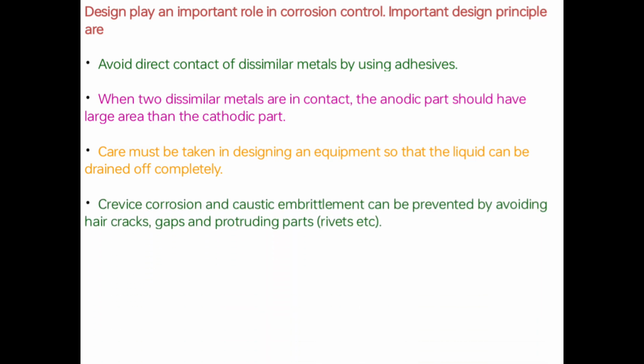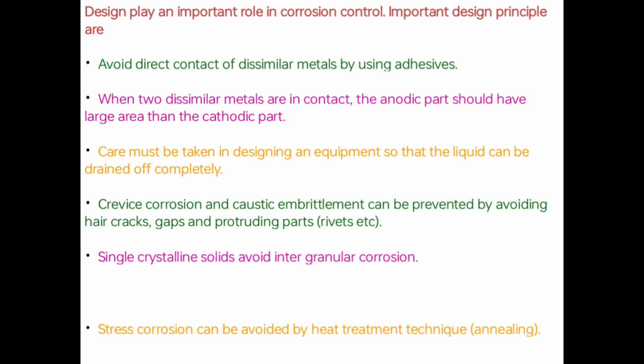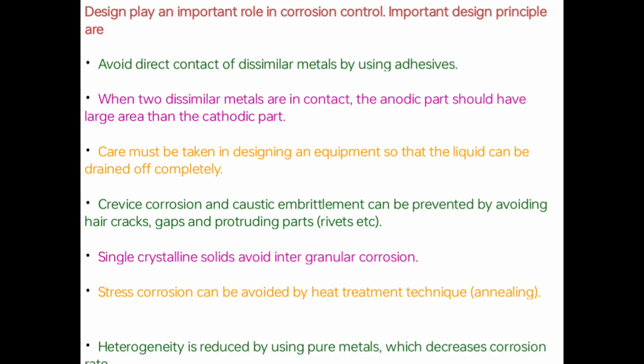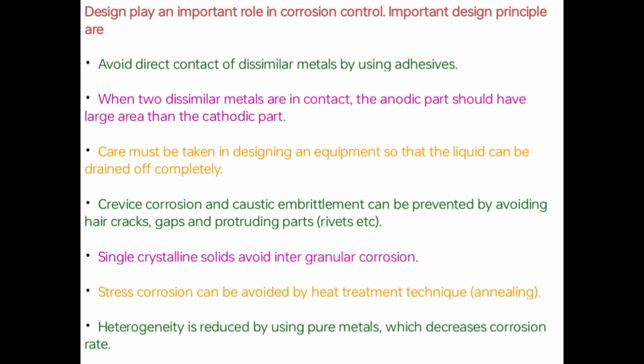Crevice corrosion and caustic embrittlement can be prevented by avoiding hair cracks, gaps and protecting parts. Single crystalline solids avoid intercrystalline corrosion. Stress corrosion can be avoided by heat treatment techniques, annealing. Heterogeneity is reduced by using pure metals, which decreases the corrosion rate.